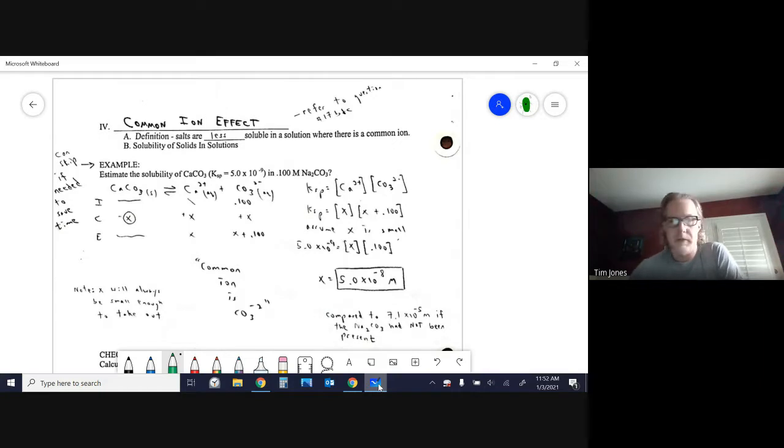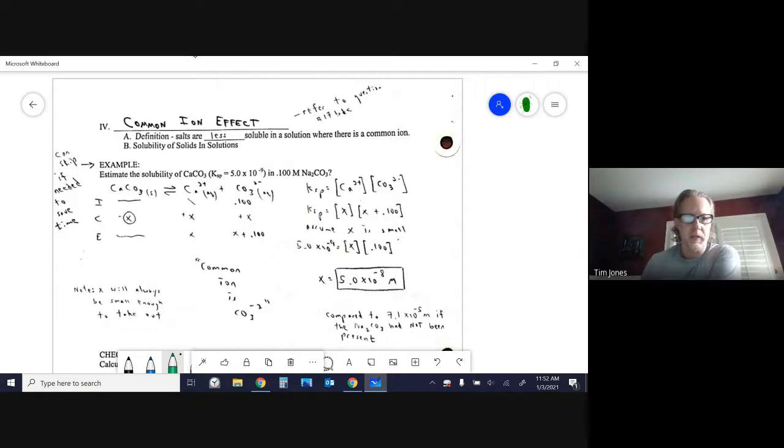Up to this point, when we've done a problem like calculate the solubility of some compound, we've pretty much always done it in pure water. Nothing else was already in the water. Well, now what we're looking at is what if something else is already dissolved in the water? Specifically, what if it's a common ion? A common ion means one of the exact same ions that we're trying to dissolve.